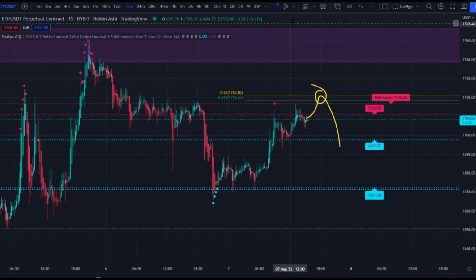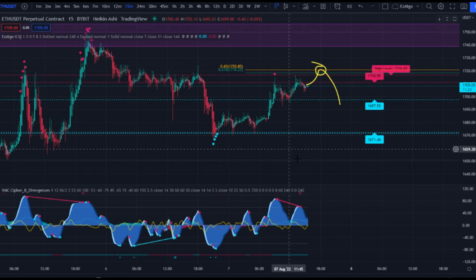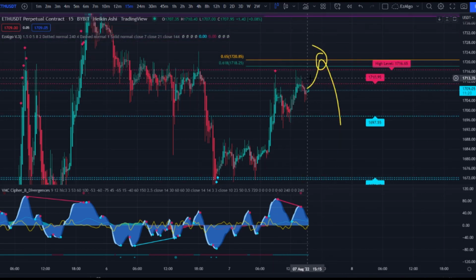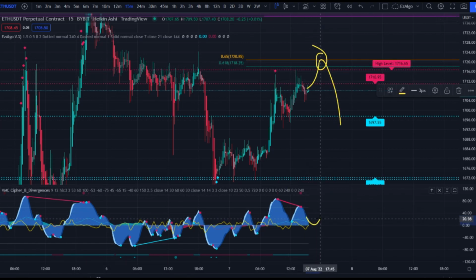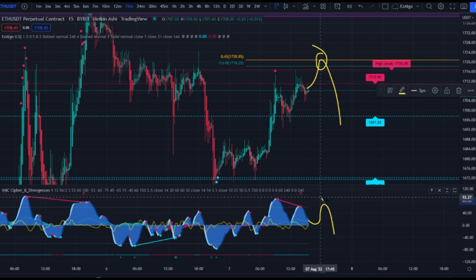Now for other confirmation, we can add the Fu Manchu Cipher B and divergences, right? And you can see we actually had this bearish divergence right here. I'm not going to take that trade because it's not at a high level yet. I really want to see us get back up to this level and see something like this on Fu Manchu Cipher B, with a bearish divergence. If we don't get a bearish divergence, I at least want to see a red dot right up here. And that would be confirmation for me that we are going to enter that short position.